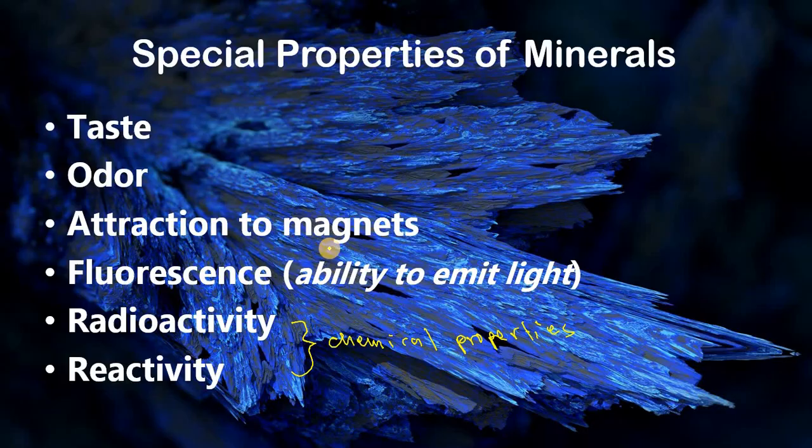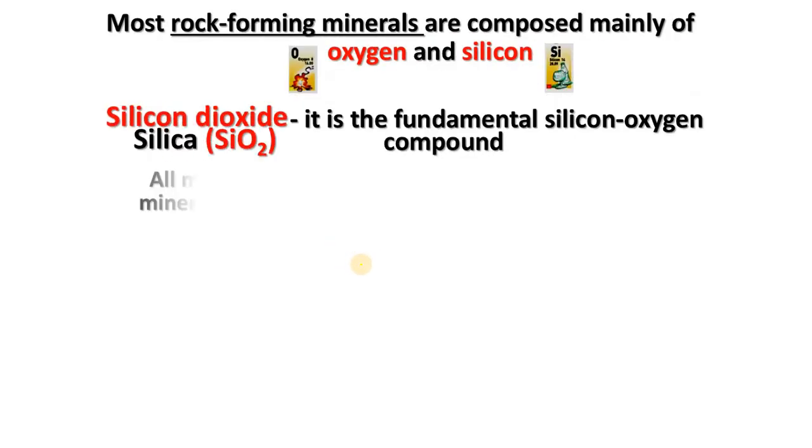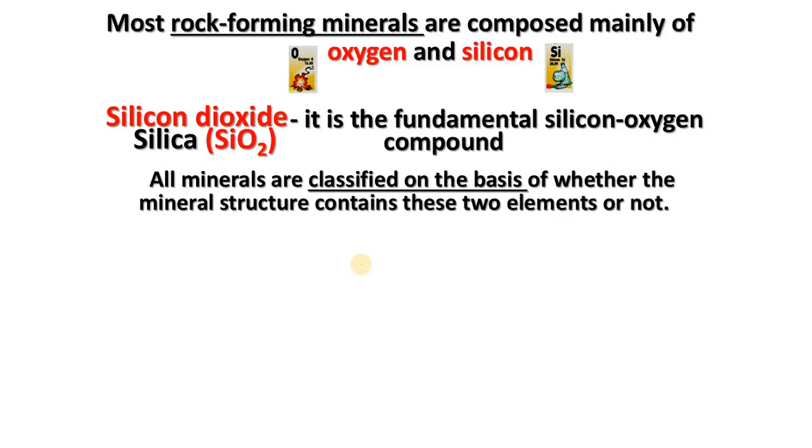Okay, so that's it. The special properties of minerals. And then, now let's go to the most abundant, syempre, na compound na na-discuss ko na sa previous na video, yung silicon dioxide or silica. Yan, SiO2. So this is the most common na compound na makikita mo sa karamihan ng mga minerals natin.